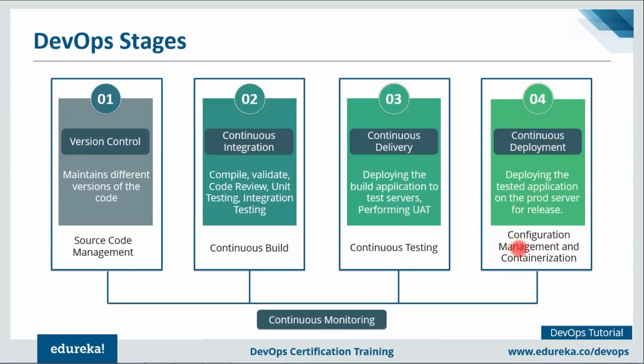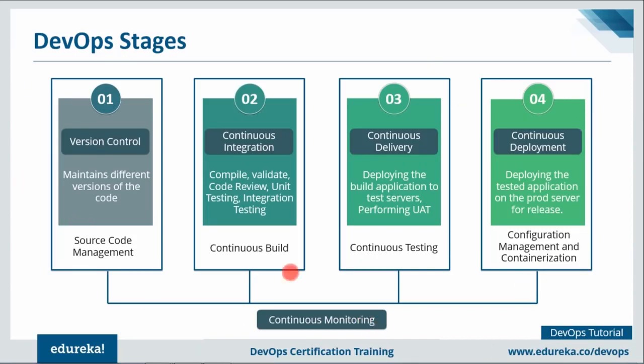Now, under this continuous deployment, we have configuration management and containerization. Configuration management tools are basically Chef, Puppet, Ansible, and SaltStack, which can provision and deploy your application onto the prod servers. And containerization is basically Docker containers, which serve a similar purpose. Once your application is live, it will be continuously monitored by tools like Nagios or Splunk, which will provide the relevant feedback to the concerned teams. So that's how DevOps works.